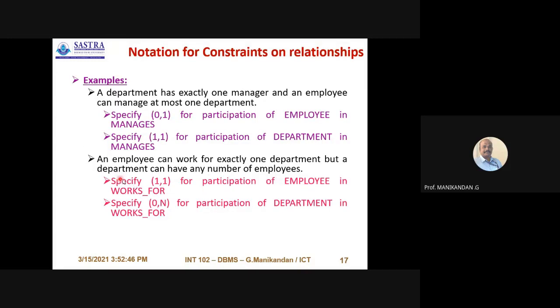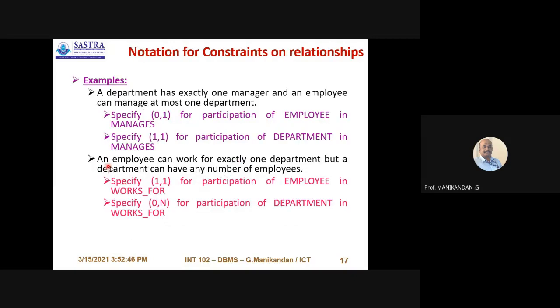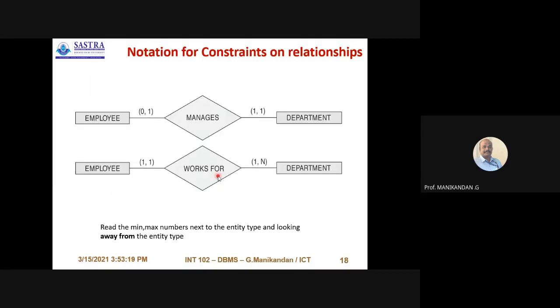For example, a department has exactly one manager and an employee can manage at most one department. Here, the relationship is manages, so you can represent it as 1, 1. In the other example, an employee can work for exactly one department, but a department can have any number of employees. In the case of works for, an employee works for only one department, but a department can have n number of employees. This is additional notation you can use to represent the constraints on the relationship.